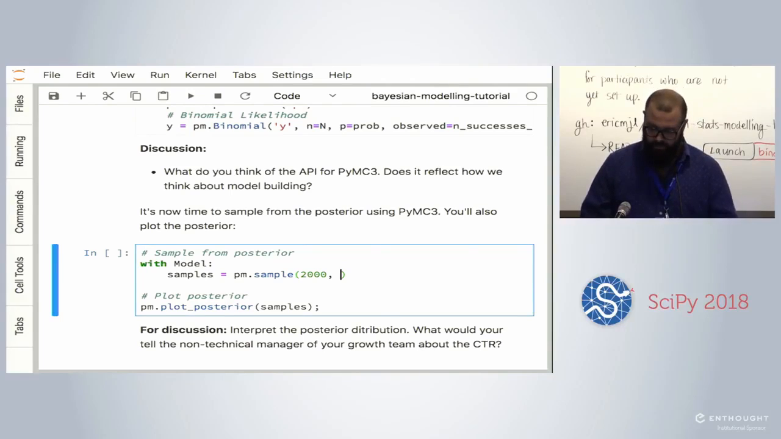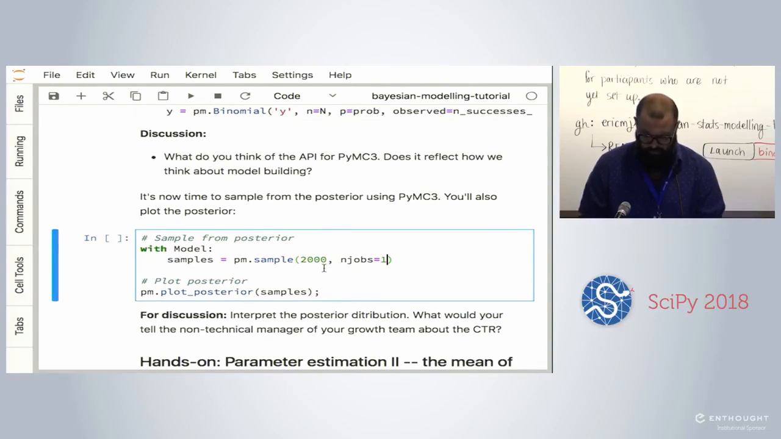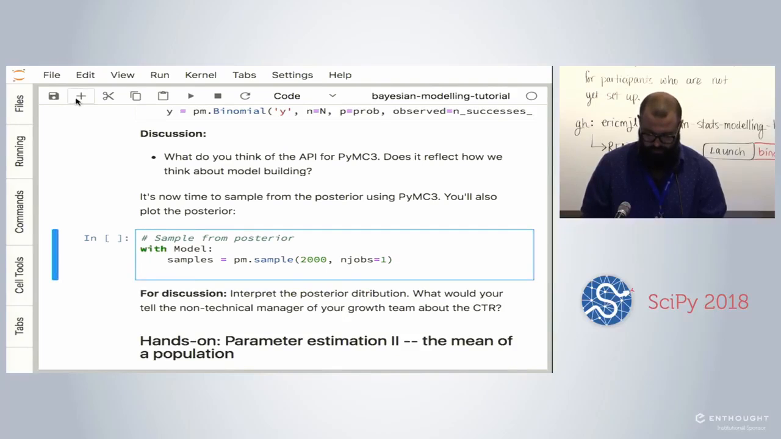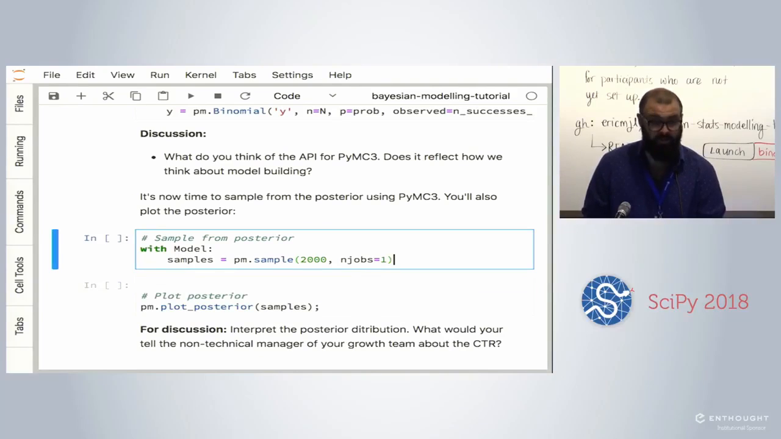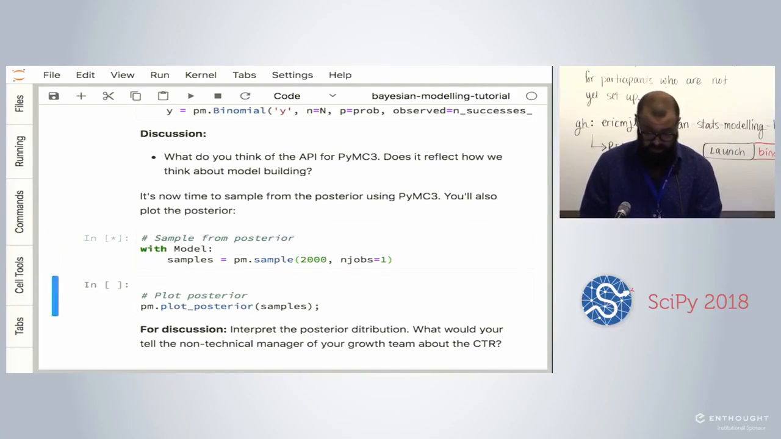I think the default burn-in period is 500. Is that right, Eric? And that can be changed if you feel necessary. But generally, as a first approximation, trying a burn-in period of 500 followed by getting 2,000 samples, I think that's a nice place to start. I'll also ask you to put in the number of jobs equal to 1. And then I'm actually going to remove this plot and put that in the next cell. But what we're going to do here is execute this model, and it's going to start sampling, and it's going to take a bit of time.